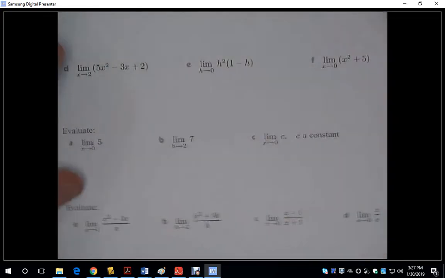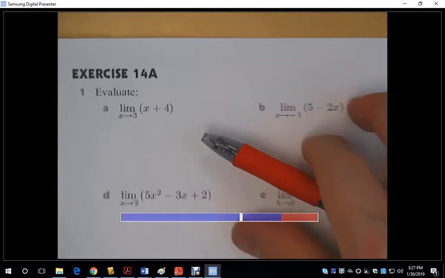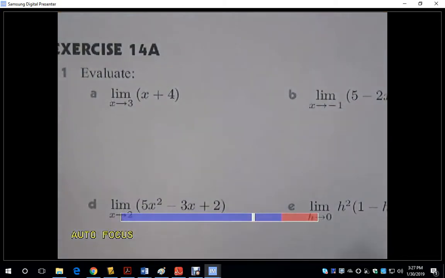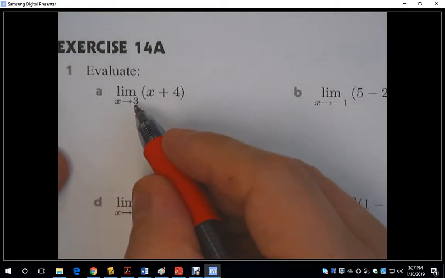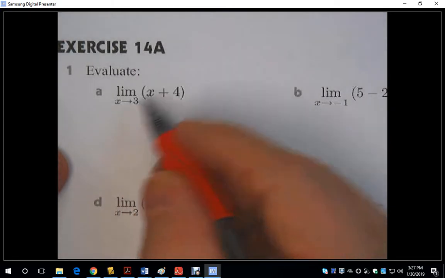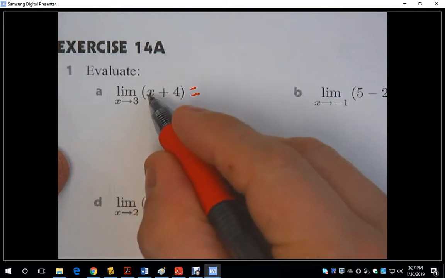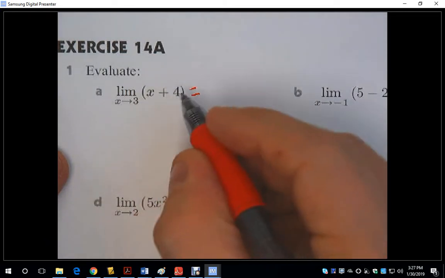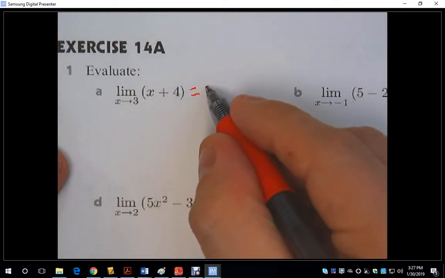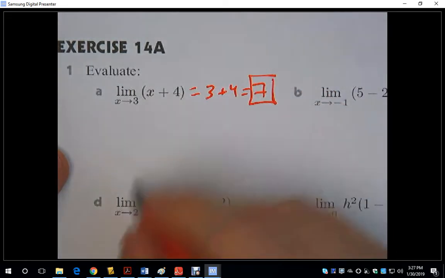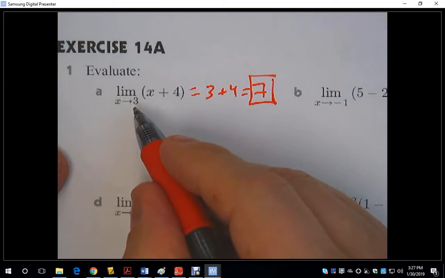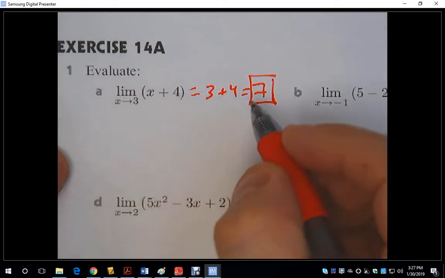In this first case, our function is linear, it's just x plus 4. I want to know what happens when x approaches 3. Well, in this case we could just plug in the 3 because we're not violating any rules of math. That's going to give us 3 plus 4, which is 7. So our limit when x approaches 3 of x plus 4 is 7.